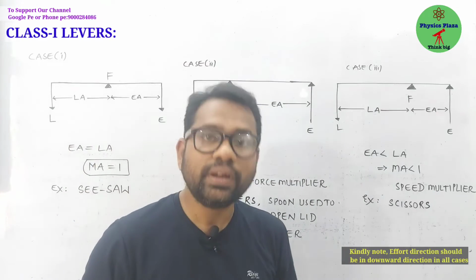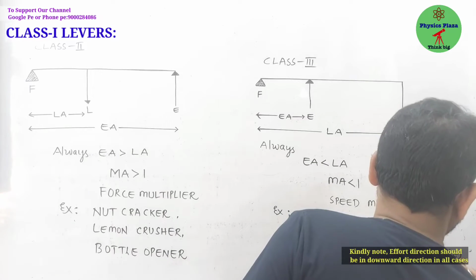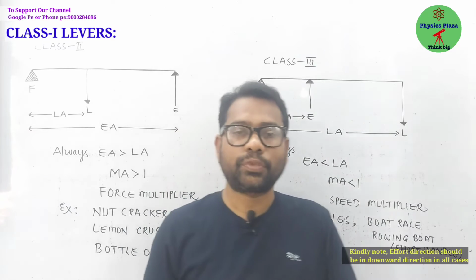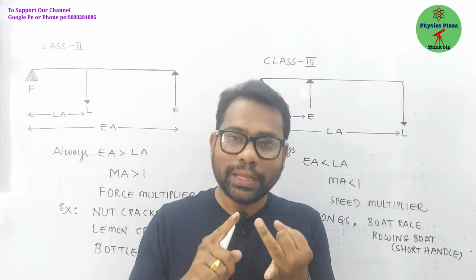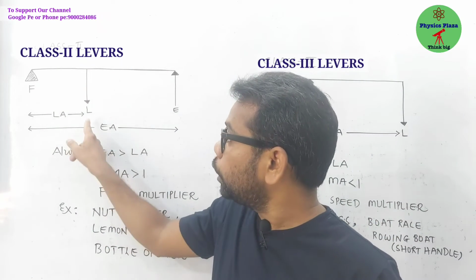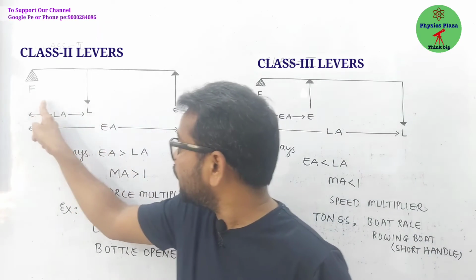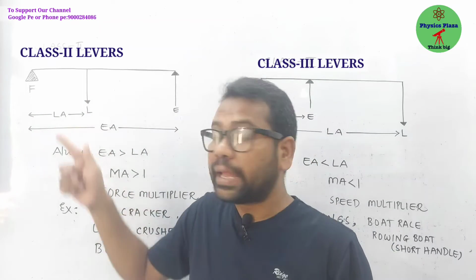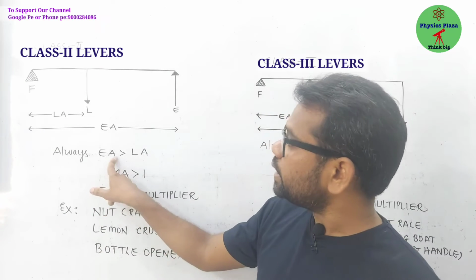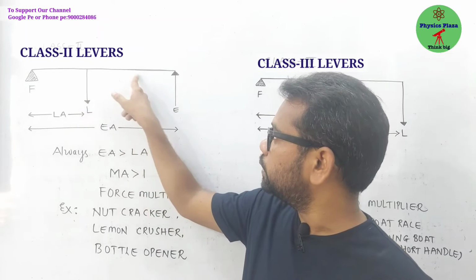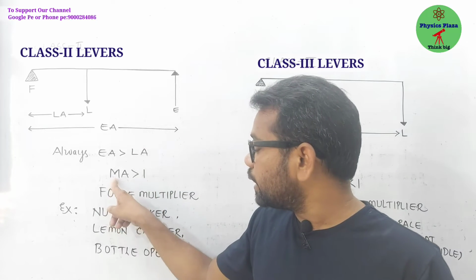Now we discuss class 2 lever and class 3 lever. Fine children. Now let us see the class 2 levers. In class 2 levers, let us try to notice the relative positions of fulcrum, load, and effort. For class 2 levers, the load is in the middle. So on either side, the fulcrum and effort will be there. This load position can be adjusted, but the load arm can never be greater than the effort arm, which means for a class 2 lever, the effort arm is always greater than the load arm, so the mechanical advantage is greater than 1.